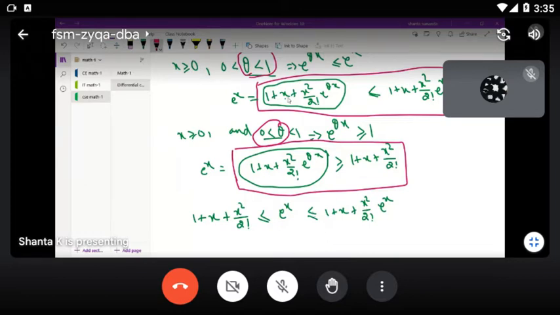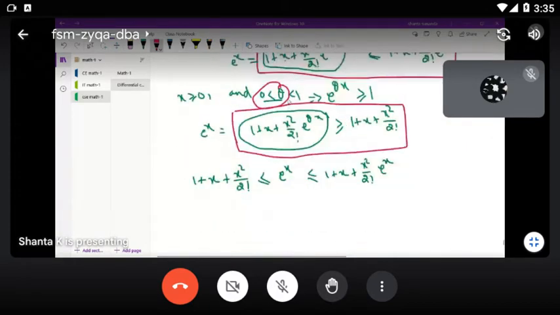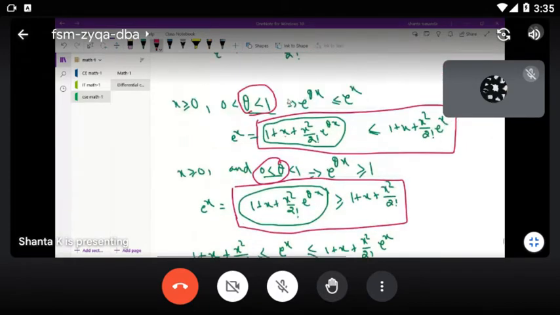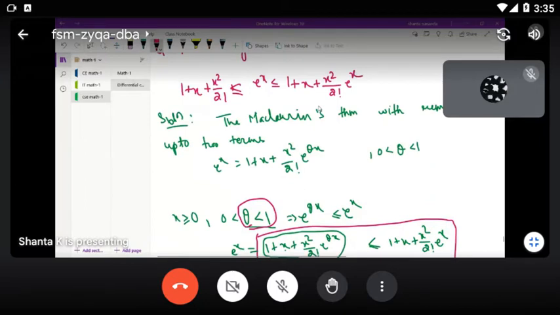It's a simple one, only a little permutation and combination you have to do. Is it clear or any doubt? Ma'am, in the remainder theorem, why do you write theta x in e power theta x?